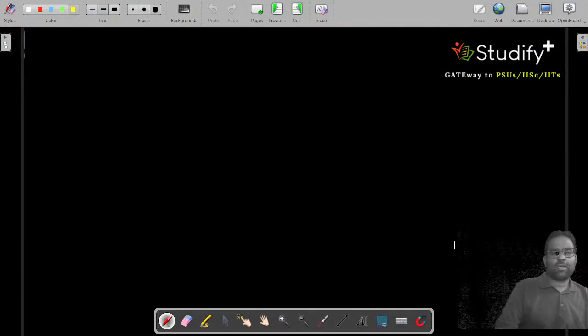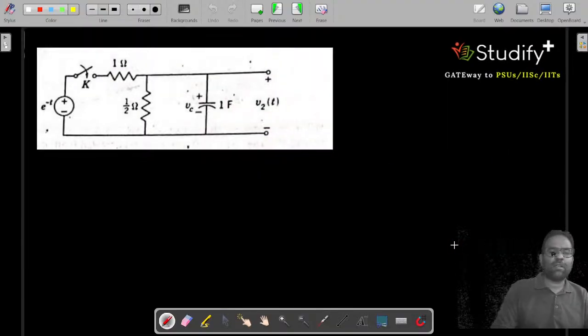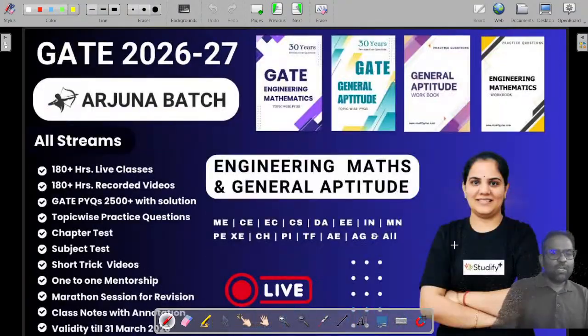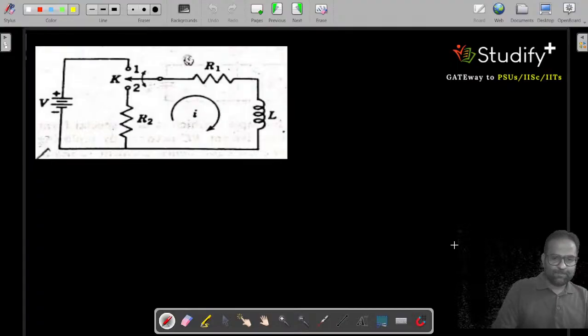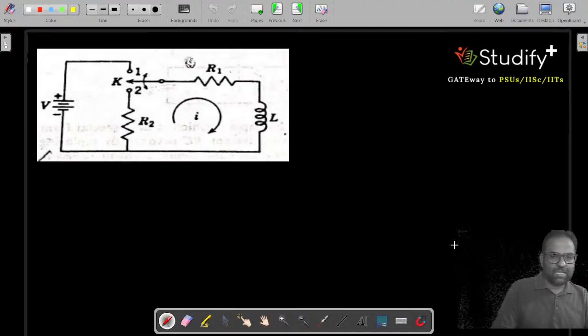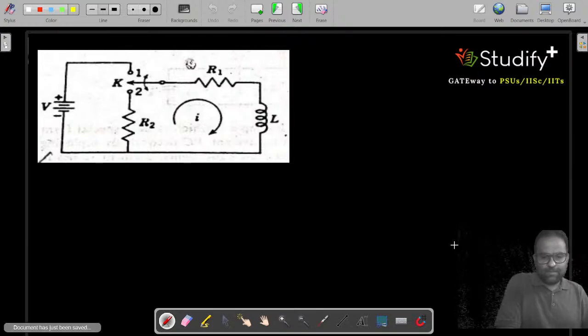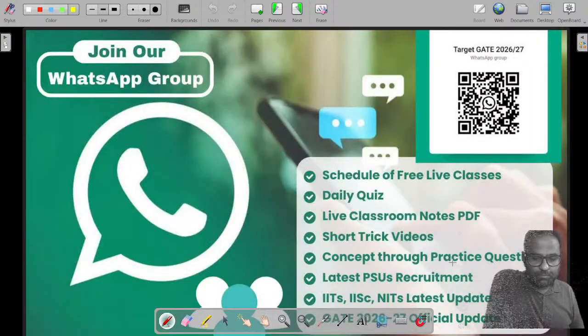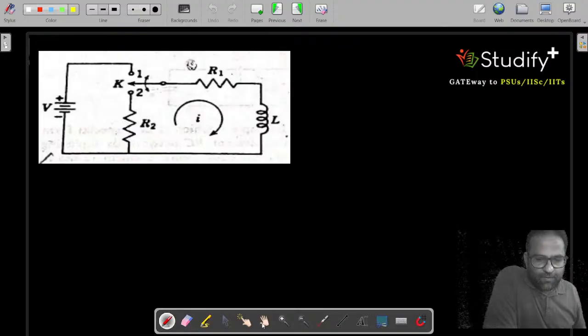Before going to shortcuts, I will tell you the fundamental concept of charging and discharging using some examples. So let's take our first example.